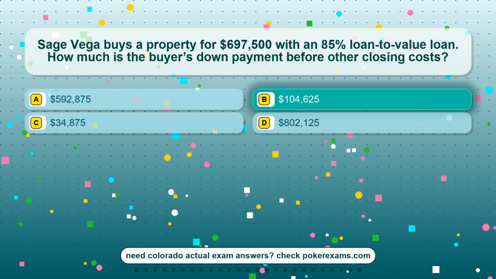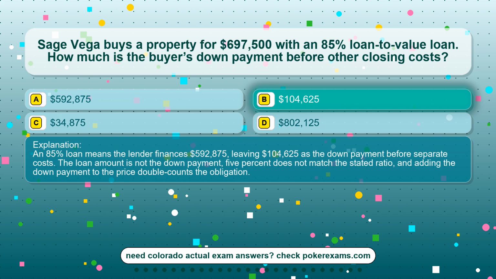The correct answer is option B, $104,625. An 85% loan means the lender finances $592,875, leaving $104,625 as the down payment before separate costs. The loan amount is not the down payment, 5% does not match the stated ratio, and adding the down payment to the price double-counts the obligation.